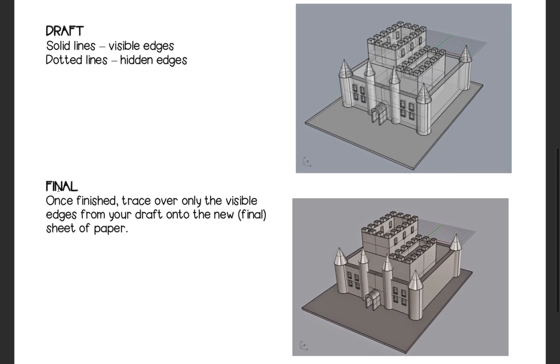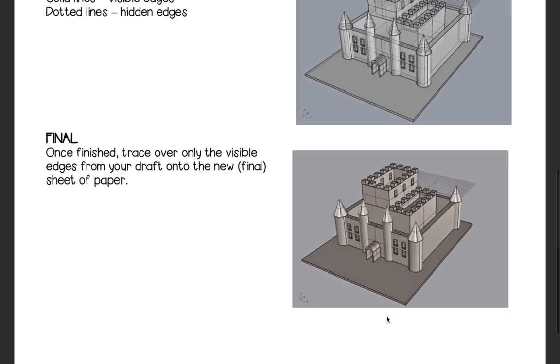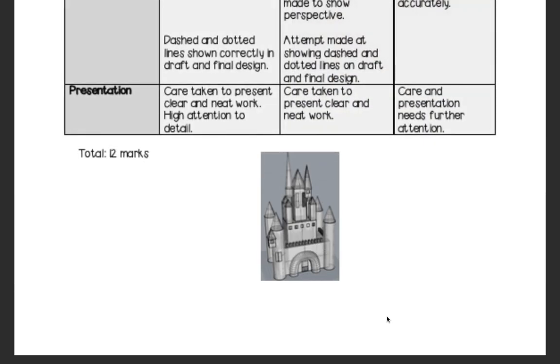And then you're going to do a final design. So this is the one where you don't show those hidden lines. They pretty much disappear and you only show the visible lines. Now, your design may not be as complex as this, and that is more than fine. But yes, you do need to have a final copy and include all of these shapes that we've looked at up above.